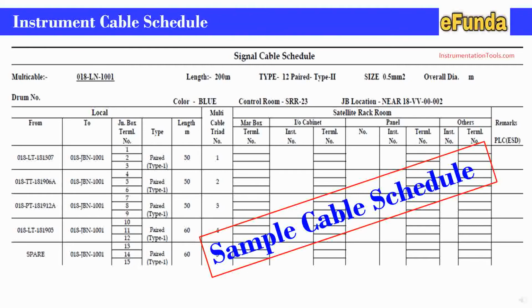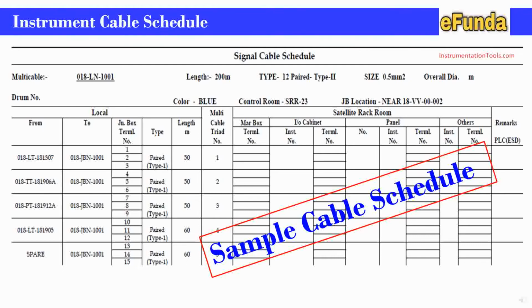And in actual cable schedule, one can see the columns, that is a local as well as the satellite rack room. Now we will take one example, that is from and to, where LT is connected to the junction boxes, that is LT 181307 is connected to JBN-1001, where the junction box terminal numbers are 1, 2, 3 and type of cable is paired 1 and the total length from instrument to junction box is a 50 meter.